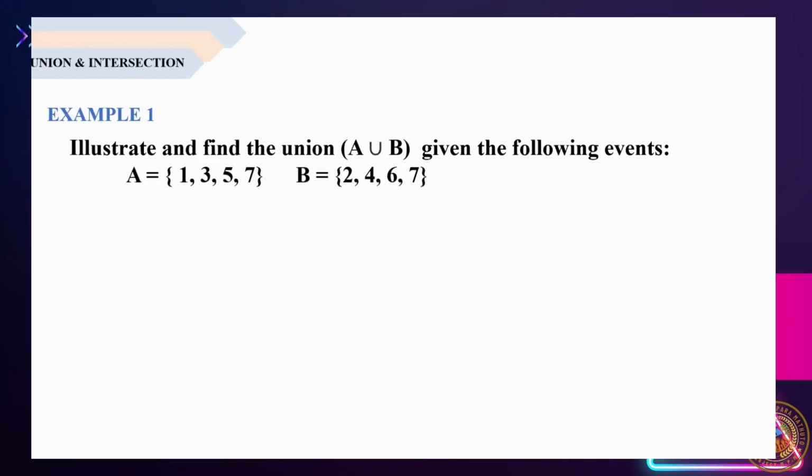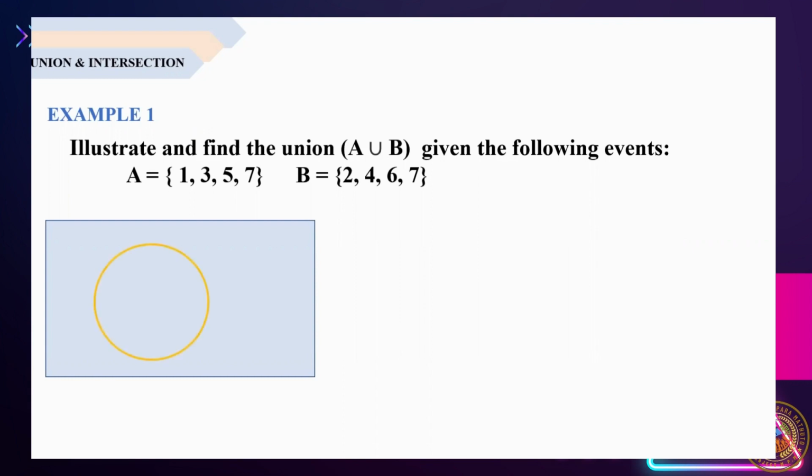Example number 1. Illustrate and find the union of A and B given the following events. The possible events of A are 1, 3, 5, 7, and B are 2, 4, 6, 7. First, we have to illustrate the union of A and B using a Venn diagram. Let us draw a rectangle and the two overlapping circles, and label it. The first circle will be A, the second circle will be B, and outside is the universal set.